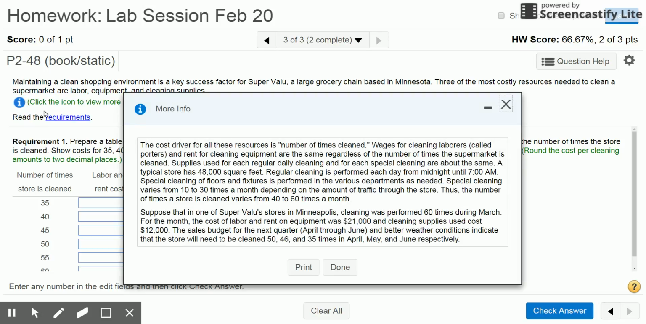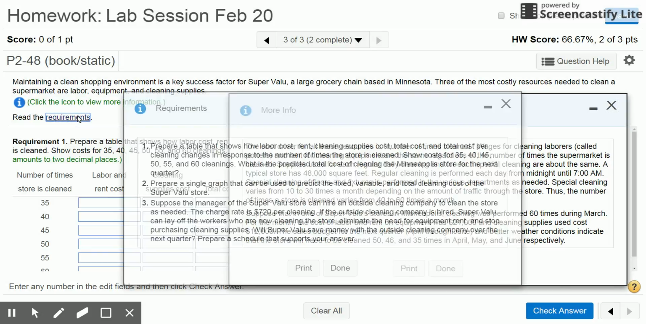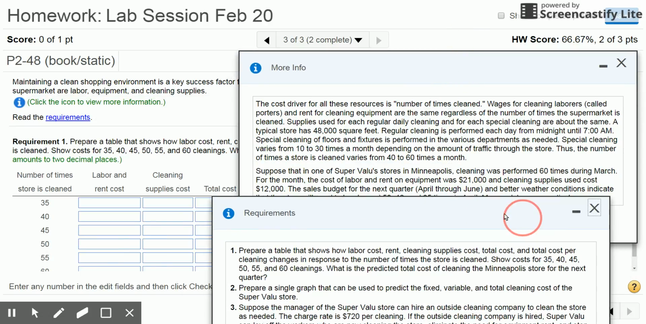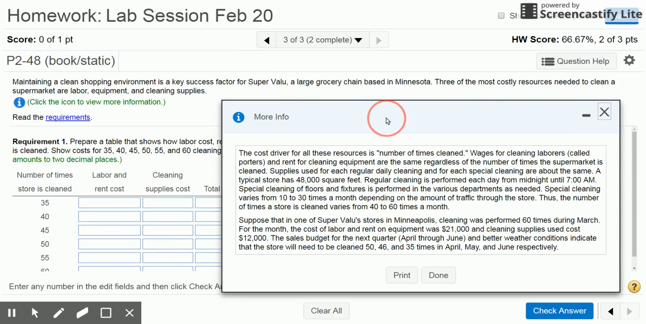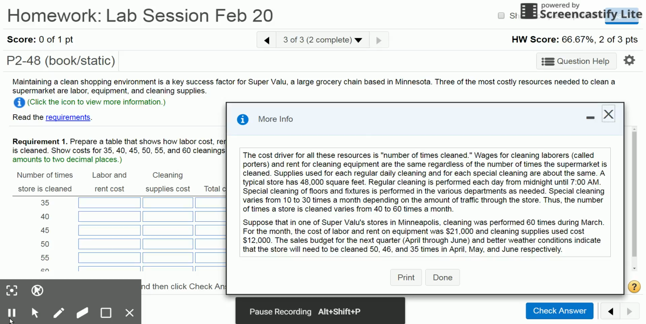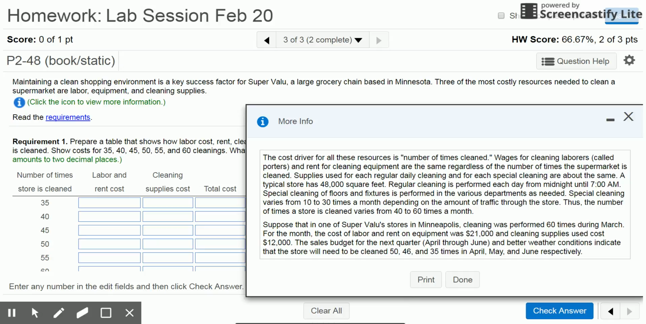So again, I will put all of the related information here. You can pause the video to read it, so you don't need the requirements. Read the question and I will start solving it. Just pause the video in order to read it. So here we are trying to see the relationship between the fixed cost and variable cost again, but this time we are talking about the number of times that the store is cleaned.